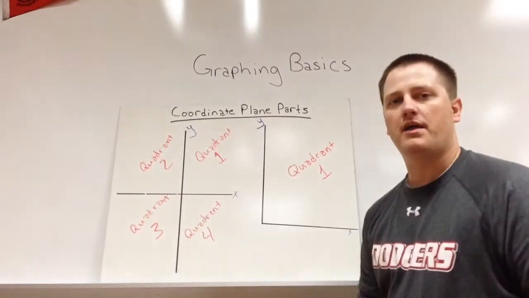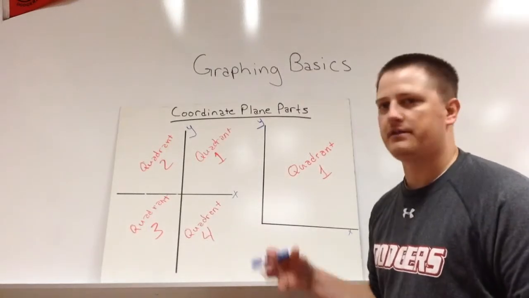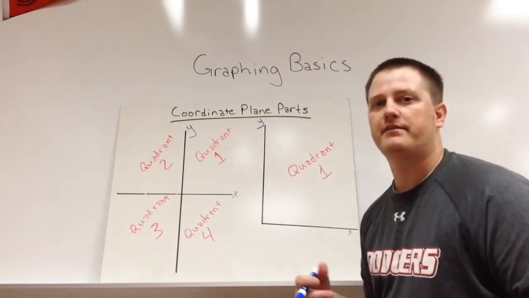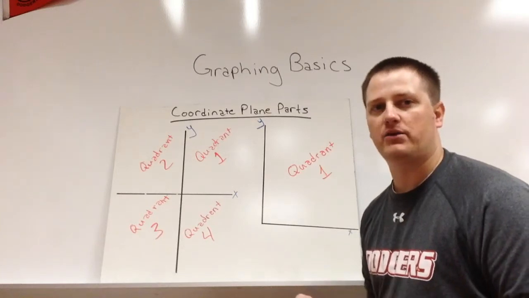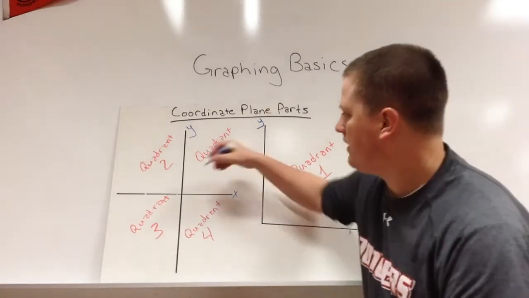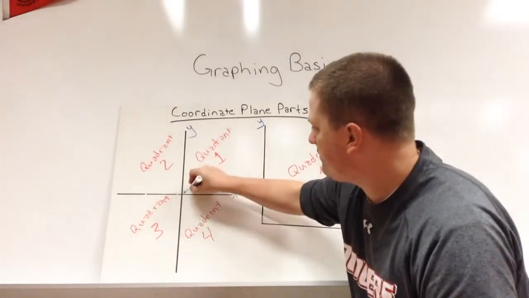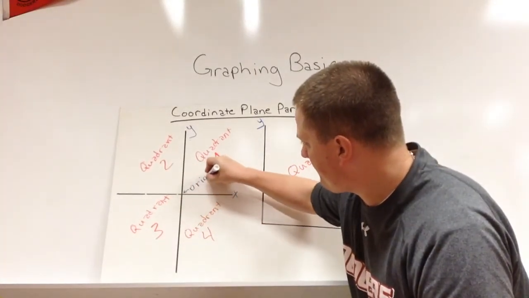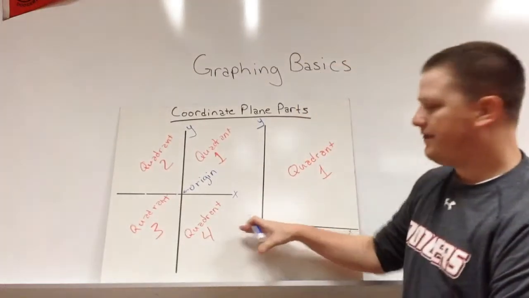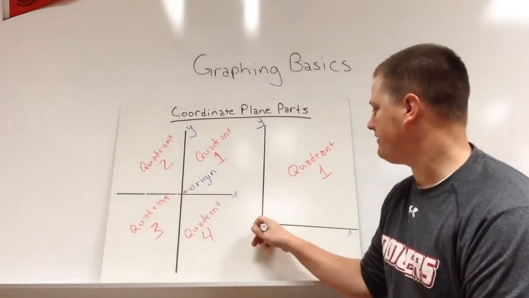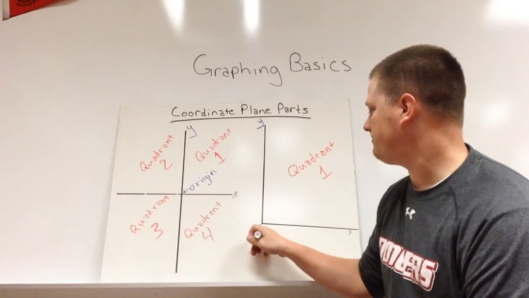One other important part to this is something called the origin. This is when the x value is 0 and the y value is 0. That's right here where the two axes cross. This is called the origin. In this graph, the origin is again where they cross.